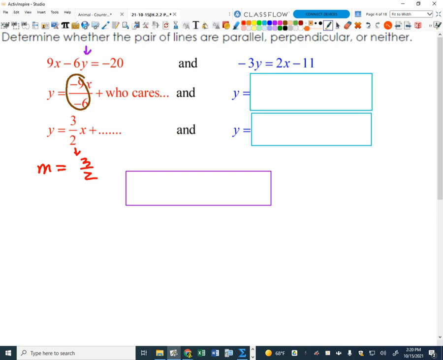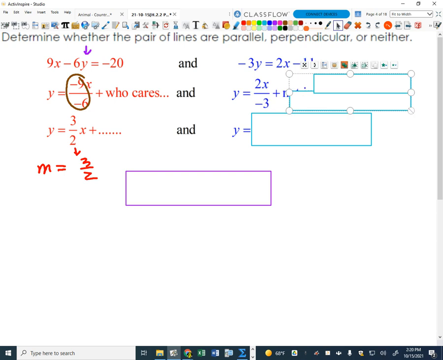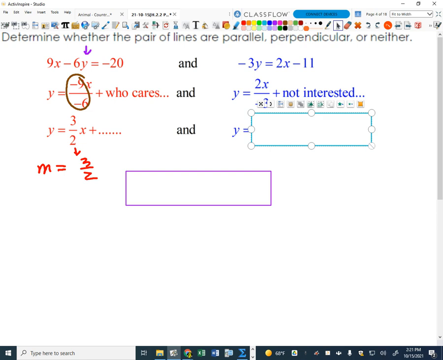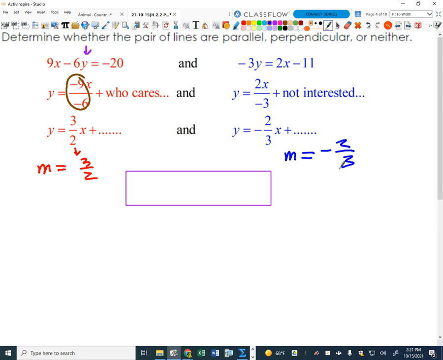What about over here? I want to isolate the y. What do I do? I want to isolate the y in the blue equation. What's the only thing I have to do? Divide by -3, right? And we end up with 2x divided by -3 plus, not interested, right? We don't care about the second part. All I have to do is simplify that fraction. 2 divided by -3 is -2/3, right? X plus, it doesn't matter. And then we end up with our blue slope being -2/3.